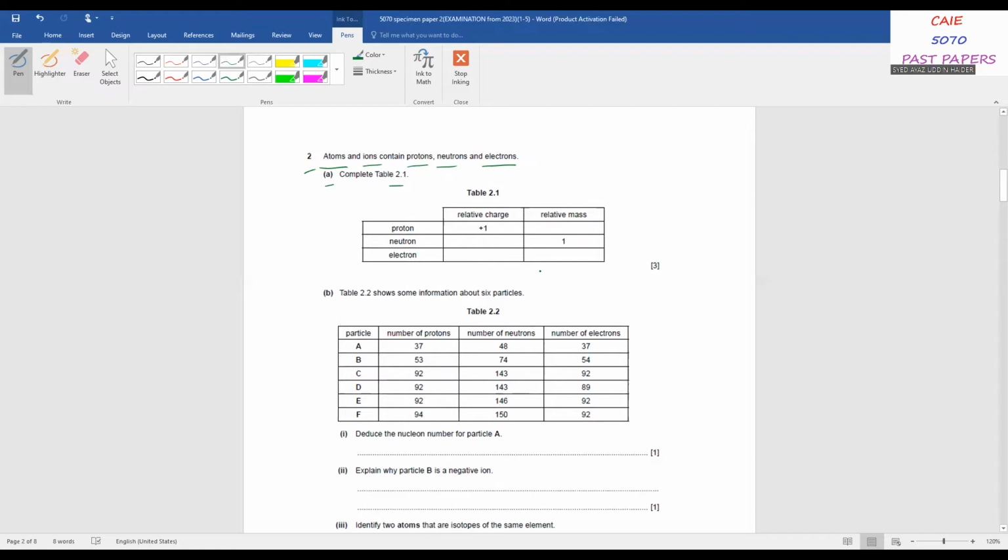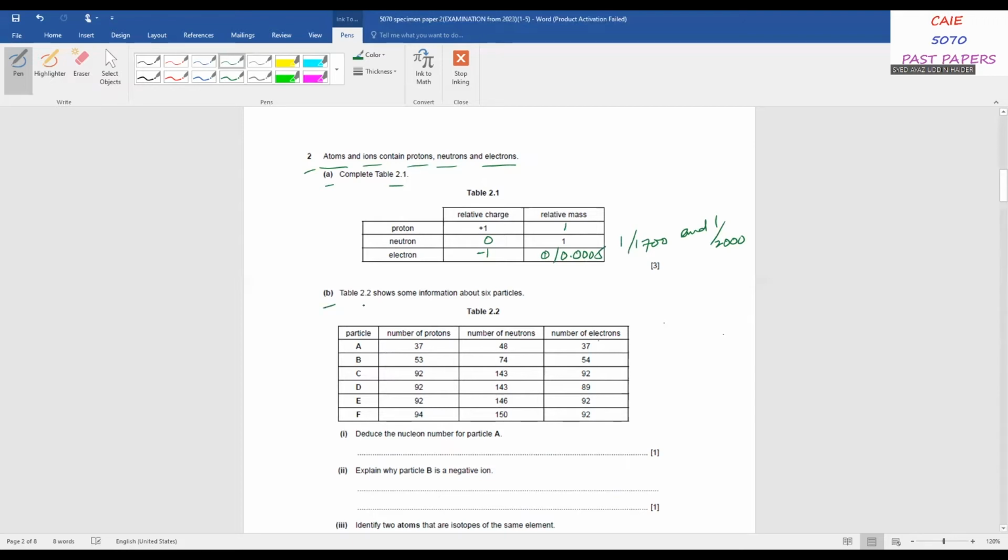We know that proton has a mass of 1, and neutron does not carry any charge, so you write 0 here. What about the charge on electron? It's -1. For the mass of electron, any fraction value between 1 by 1700 and 1 by 2000 is acceptable. So you can write 0.0005.